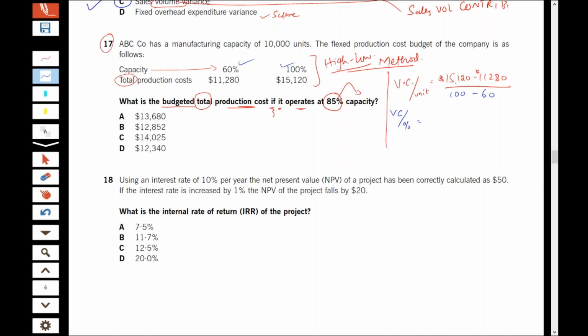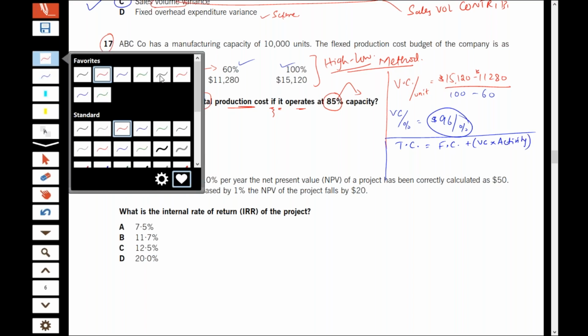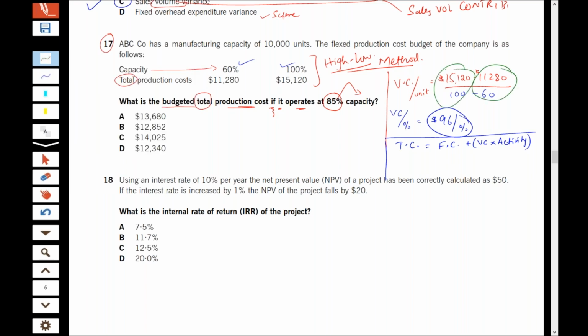15120 minus 11280 divided by 100 minus 60, that is $96 per percentage. And then you need to calculate the total fixed cost. There's a very simple trick to calculate the fixed cost: total cost is equal to fixed cost plus variable cost multiplied by activity. Select any of the activities, as I always select the lowest one. You can select the highest one as well. No problem at all. You will receive exactly the same answer. So the total cost is 11280, equal to fixed cost, which is unknown, plus variable cost 96 multiplied by 60.